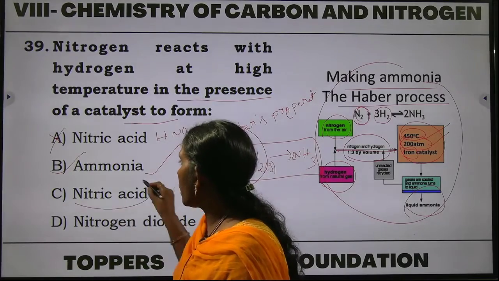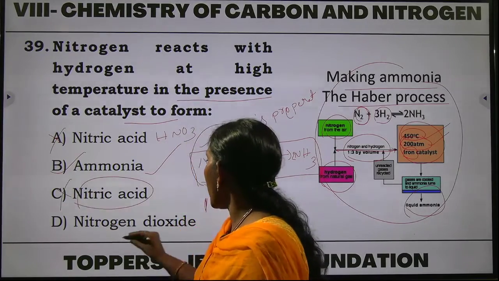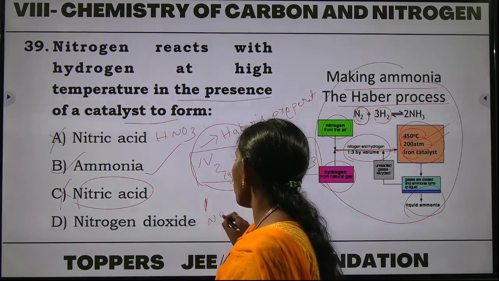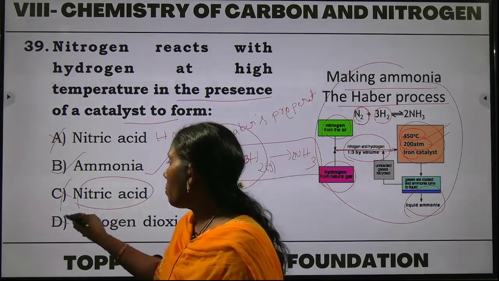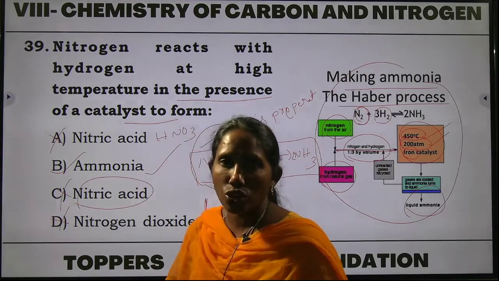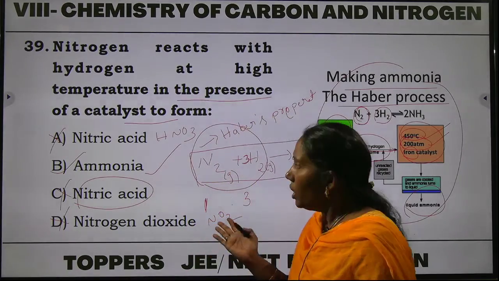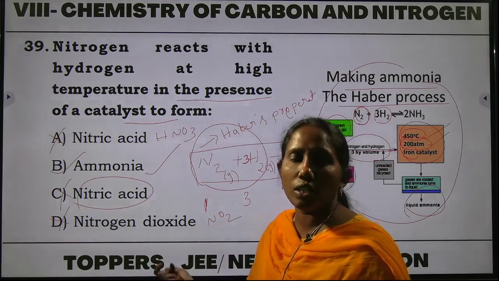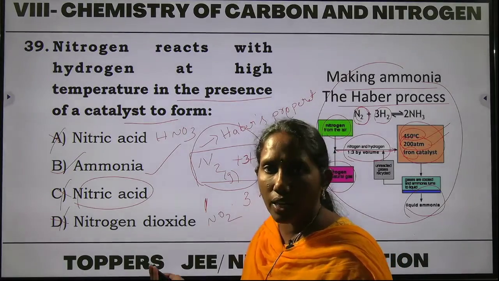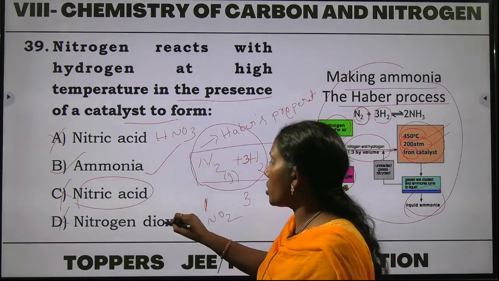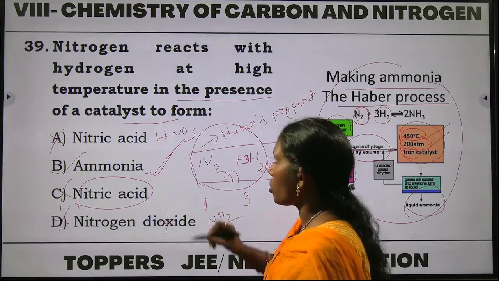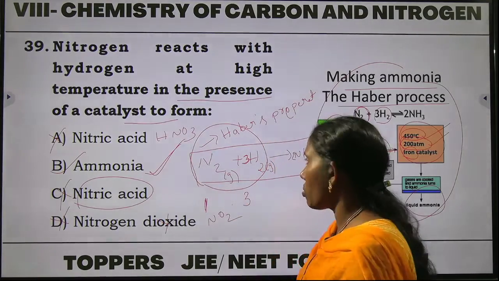Again, nitric acid is given, not option C. Nitrogen dioxide, NO2, will not be prepared using N2 and H2. We cannot prepare NO2, is it clear? Because in the reactants there is no oxygen, how can it be in the products, right? So the D option is also wrong. We will go with the first option. This is the first passage question, right?